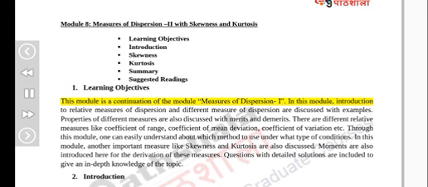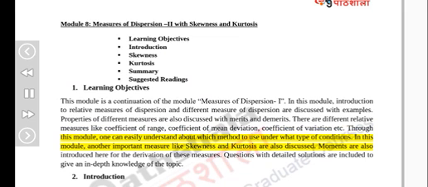Learning objectives. This module is a continuation of the module, Measures of Dispersion. In this module, introduction to relative measures of dispersion and different measures of dispersion are discussed with examples. Properties of different measures are also discussed with merits and demerits. There are different relative measures like coefficient of range, coefficient of mean deviation, coefficient of variation, etc. Through this module, one can easily understand which method to use under what type of conditions.